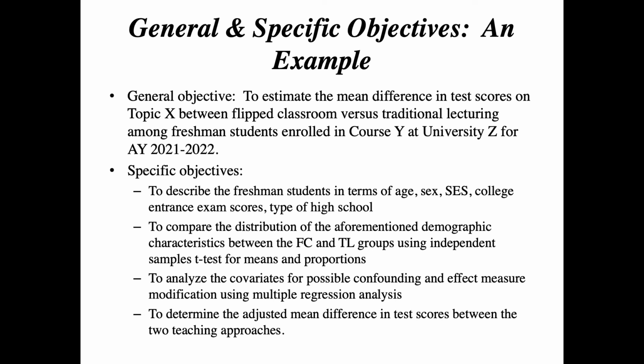Then lastly, they aim to determine the adjusted mean difference in test scores between the two teaching approaches after accounting for the effects of the different covariates that were mentioned in specific objective 1. So you can see there's a step-by-step process here, right? And then the last step ultimately leads to the achievement of the overall goal.